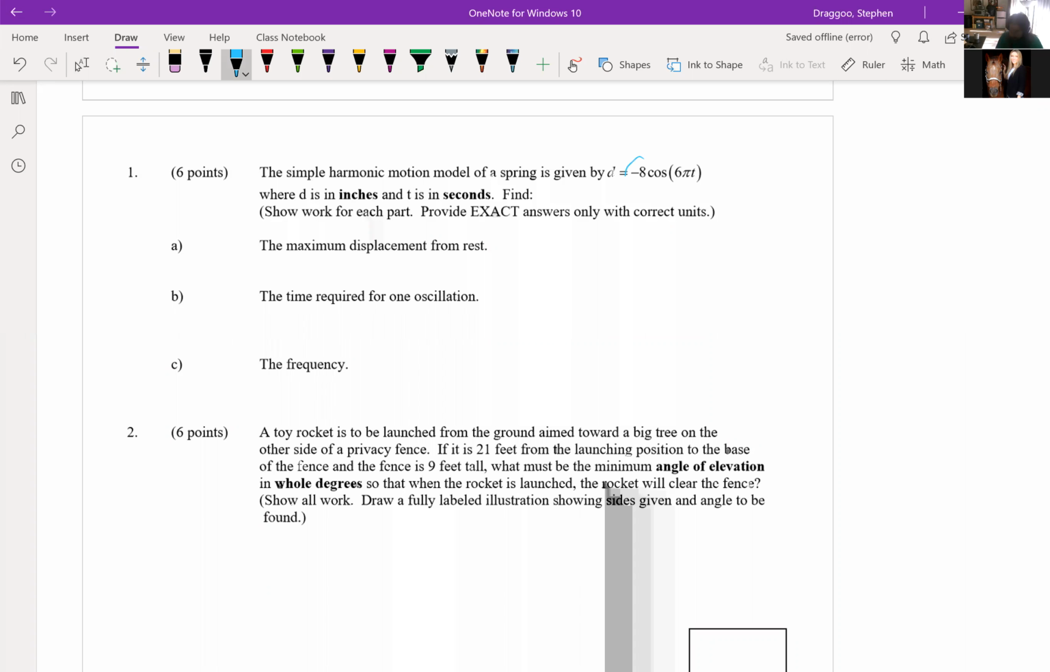To do that, we're going to be looking at the value of A. That maximum displacement is 8 inches, since I just need the absolute value of A, because maximum displacement should be the same as the amplitude.